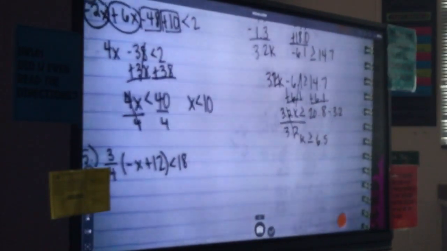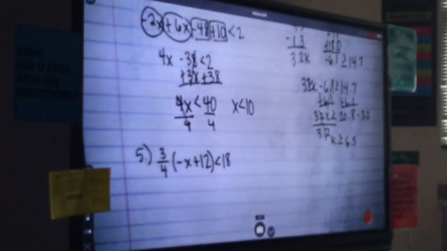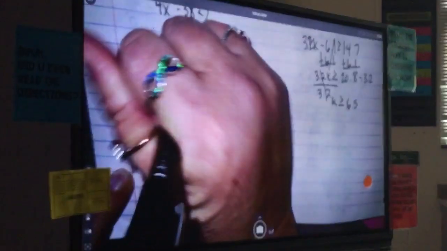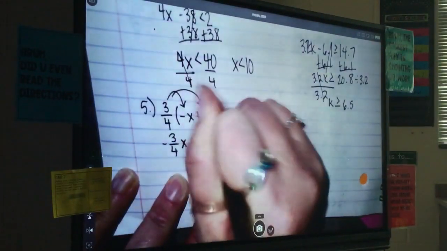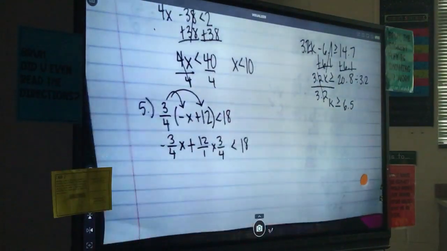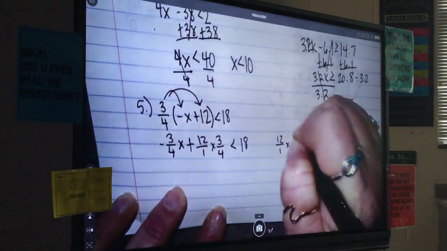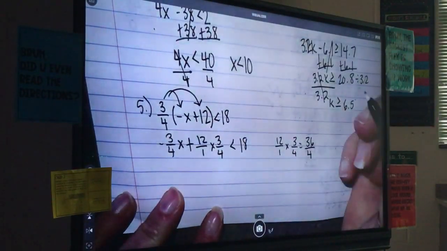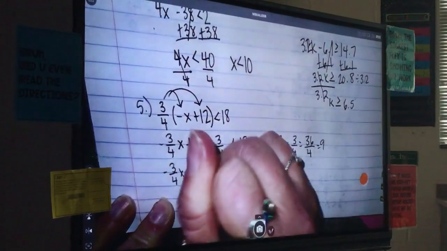All right, this next one, number 5. You have 3/4 times negative x plus 12 is less than 18. Now, does everybody understand why I said this is probably the easiest one on the page? Just because it is a fraction does not mean anything. When I distribute this in, because that is my first step, I end up with negative 3/4 x plus 12 over 1 times 3 over 4 is less than 18. When I do 12 times 3, what do I get? 36. So this equals 36. What does the bottom equal? 1 times 4, which is 4. What's 36 divided by 4? So I'm going to rewrite this as negative 3/4 x plus 9 is less than 18.